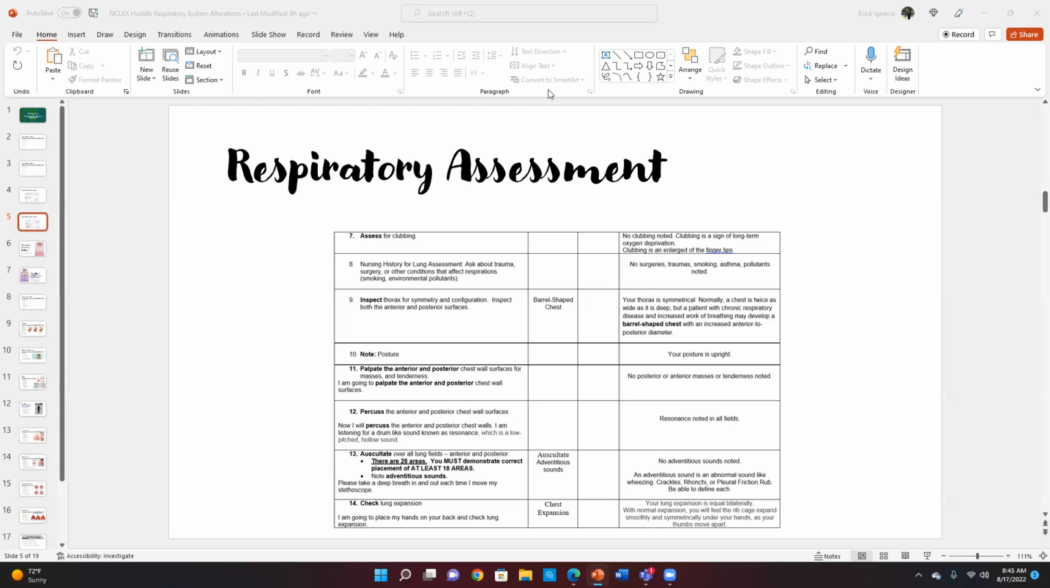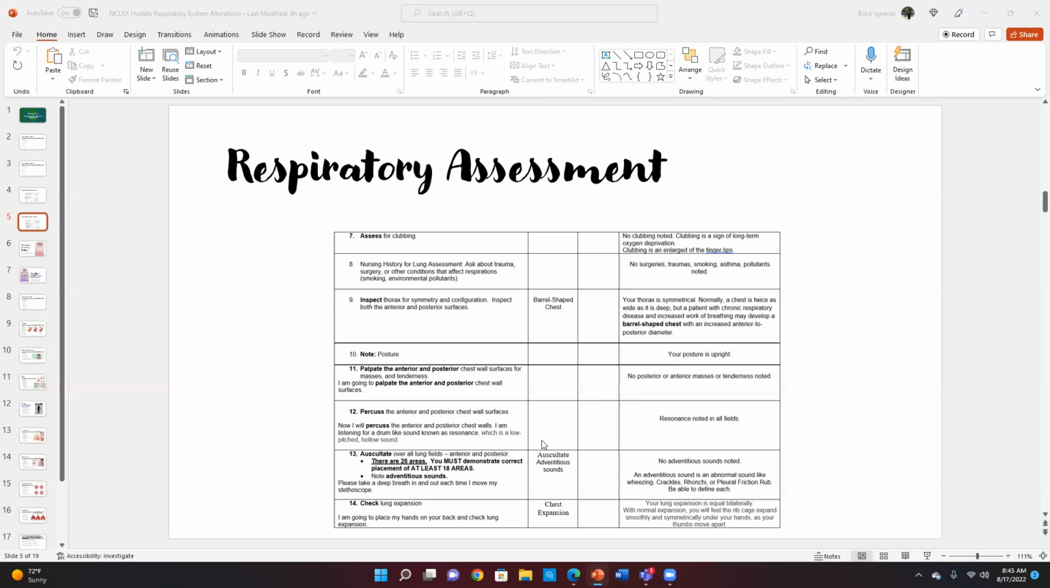We will place the non-dominant hand over the area of percussion and then take the middle finger of our dominant hand and tap on the first knuckle of the middle finger of our non-dominant hand. So again, that dominant hand, that middle finger, will be tapping on the non-dominant hand's first knuckle of the middle finger. And when we percuss, we want to get resonance, the sound of resonance in all fields.